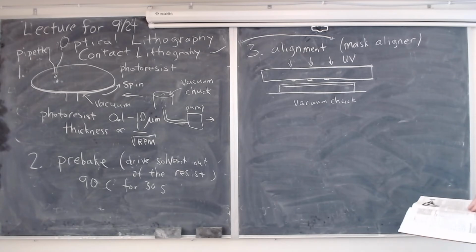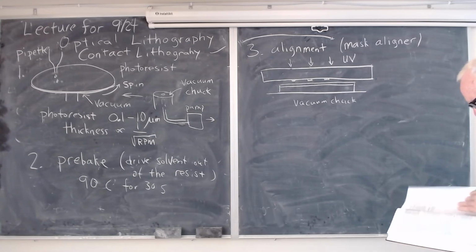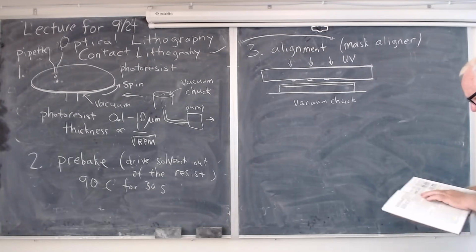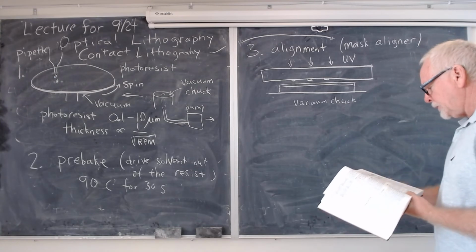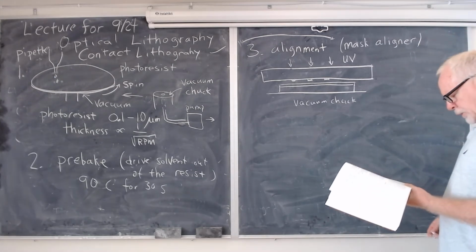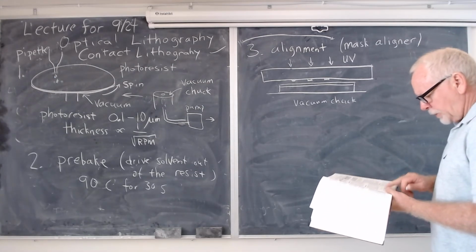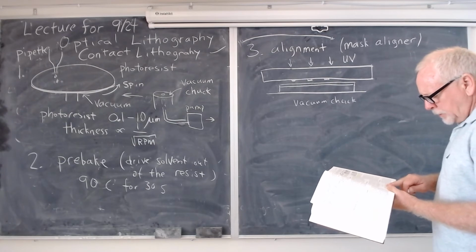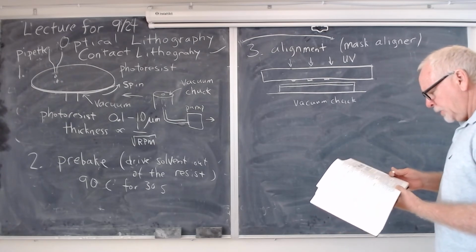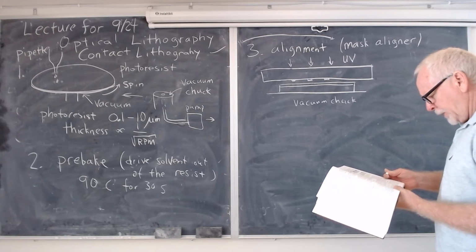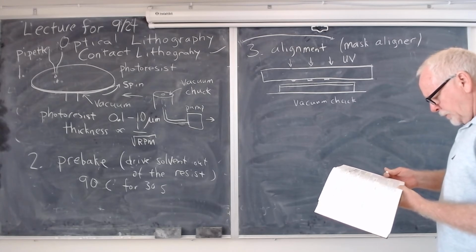Sorry, in the wrong chapter. He goes into some discussion here about how close, figure 9.9, he talks about how close the wafer needs to be. And he gives you an equation here. I've never seen this equation, but basically that equation is a function of the gap and the resist thickness.